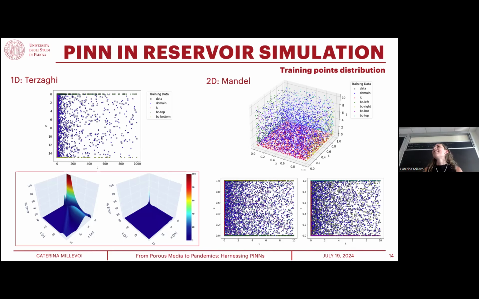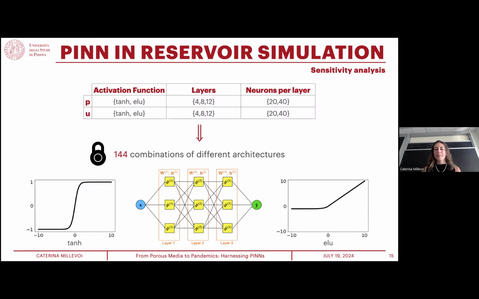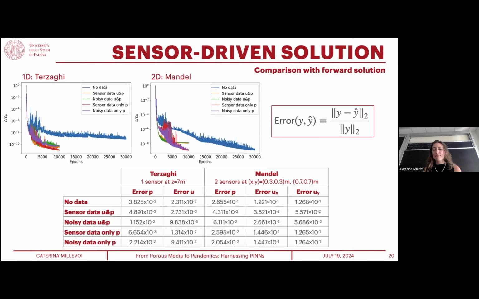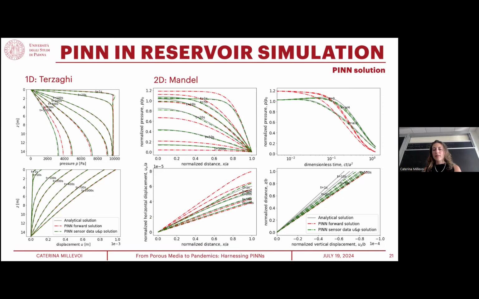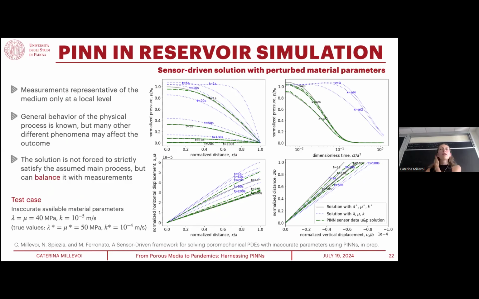Yeah, and now my question is about your page 22. Yeah, this one, where the input parameter is wrong. So I was wondering, your tool can still predict the result. Is it because you set a low weight for the loss of the PDE, and high weights for the loss of the data?